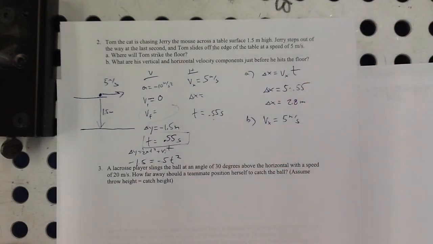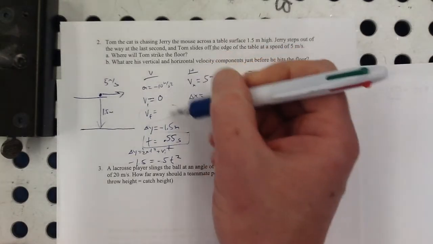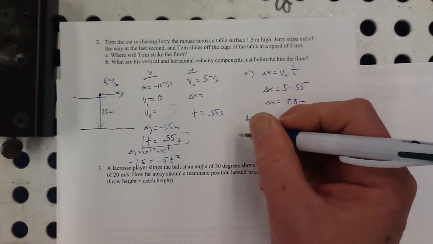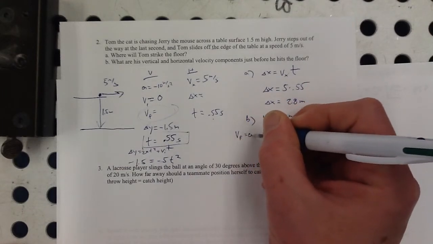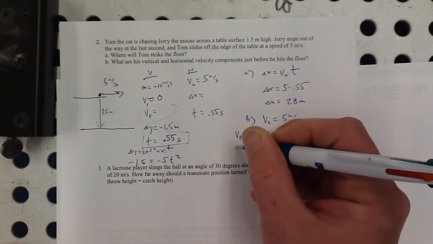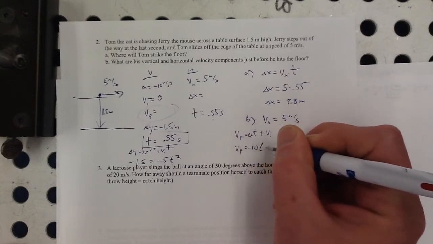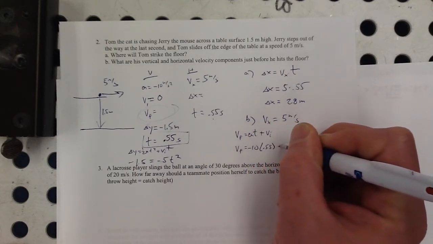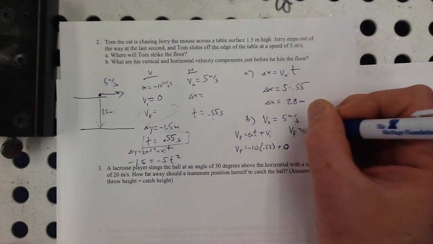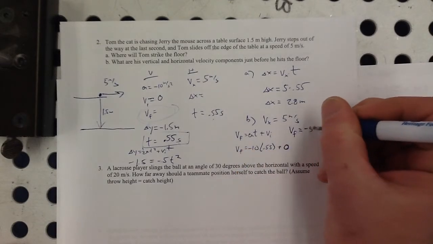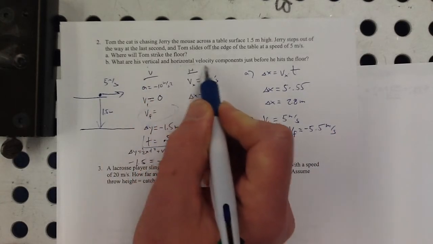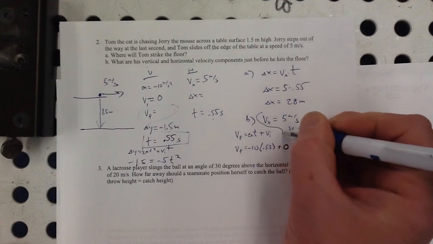So what equation do you want to use now? Well, I've got 4 of these things, so any equation with VF in it will work. And the easiest one is, in my opinion, this one, because it's all set up, VF equals. So VF is going to be -10 times 0.55 plus the initial vertical velocity, which is 0. So the VF is -5.5 meters per second.